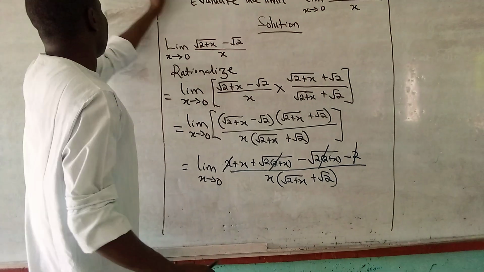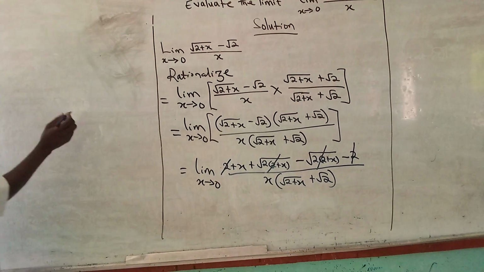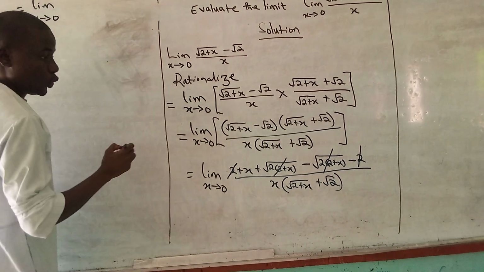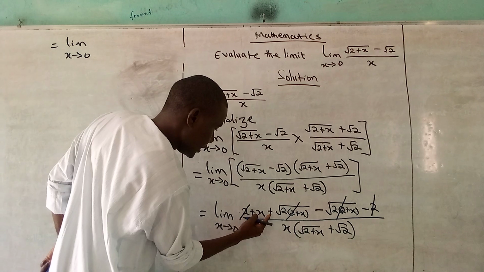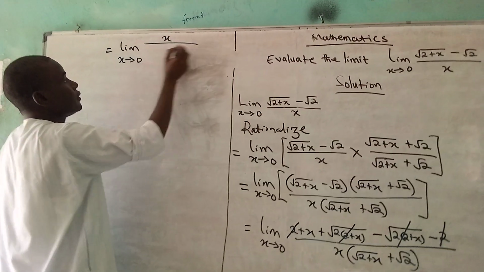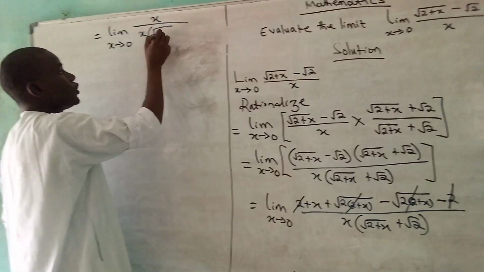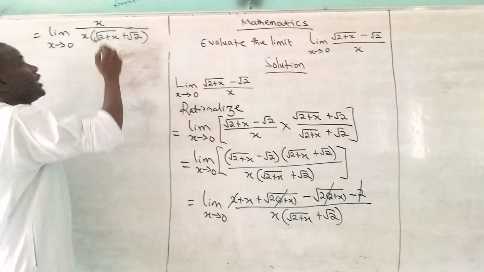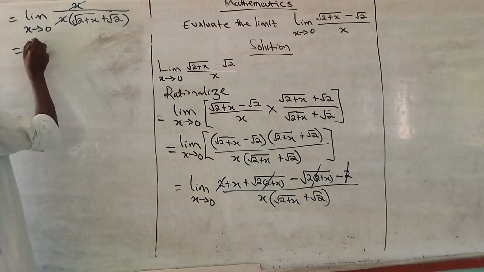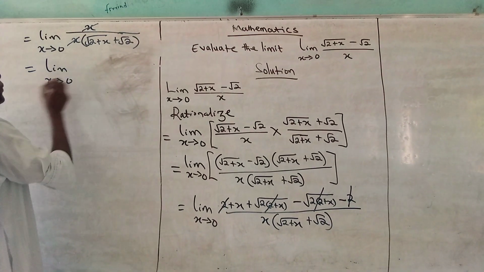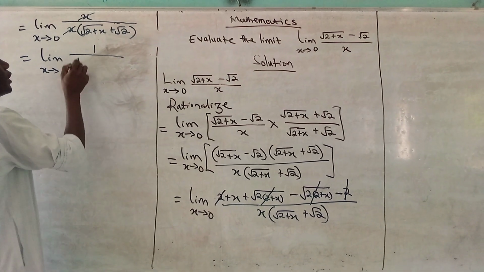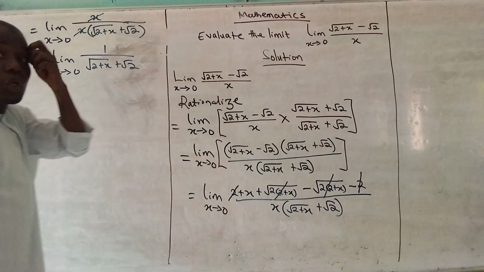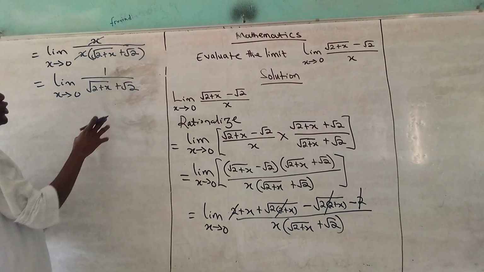So how can we proceed now? This is equal to the limit as x approaches 0 of, what do we have left? At the numerator we have x, over x times square root of 2 plus x plus square root of 2. What next? This cancels this. So this is the limit as x approaches 0 of 1 over square root of 2 plus x plus square root of 2.